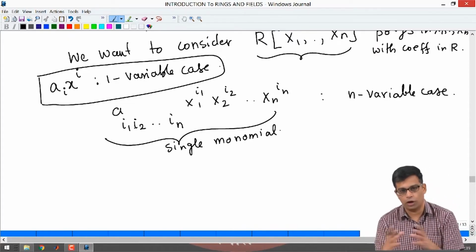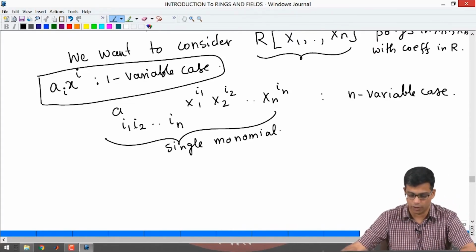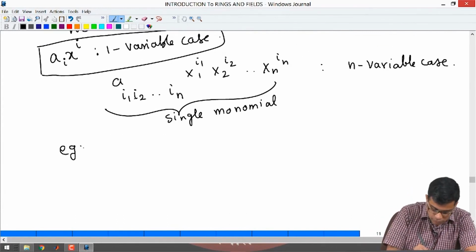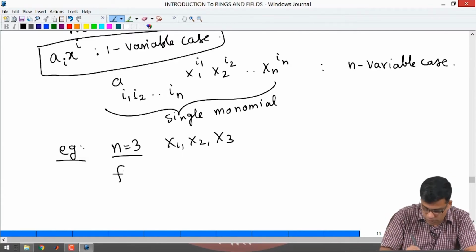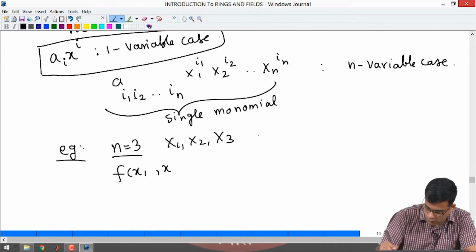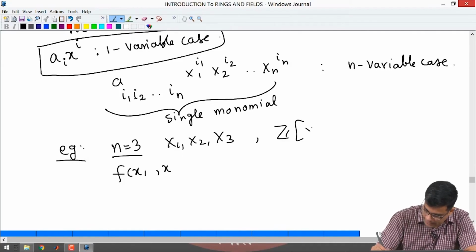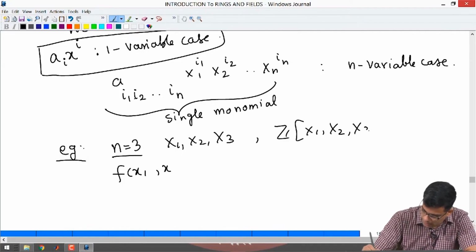Okay. Now, a polynomial will simply be several of these added together. So, as an example, let us take n is 3. So, you have x1, x2, x3. What is a polynomial? So, here we will write f of x1, x2, x3.